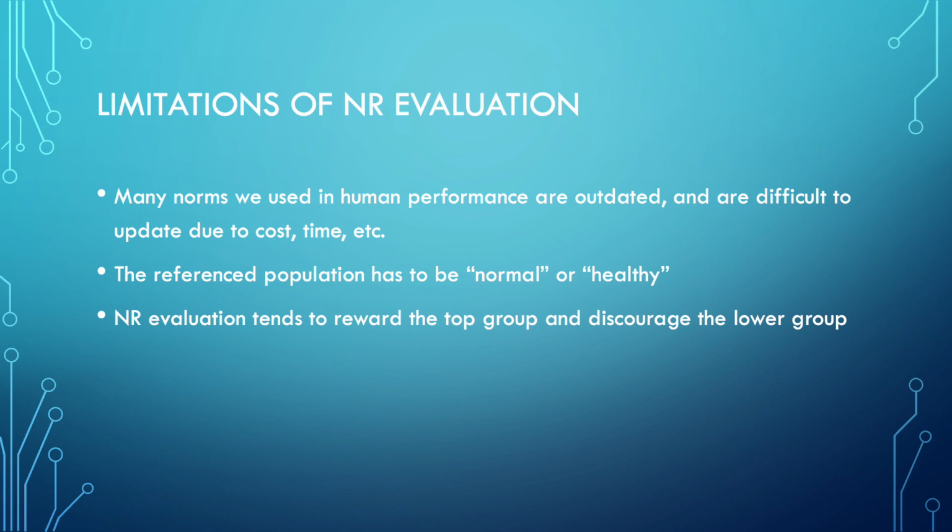While norm-referenced evaluation is common, there are some limitations of it. Many norms we use in human performance are outdated, and it's really difficult to update them because of cost and time. The referenced population has to be quote-unquote normal or healthy. And norm-referenced evaluations tend to reward the top group and disadvantage the lower group. So we need to take note of some of these limitations when we're utilizing norm-referenced data.